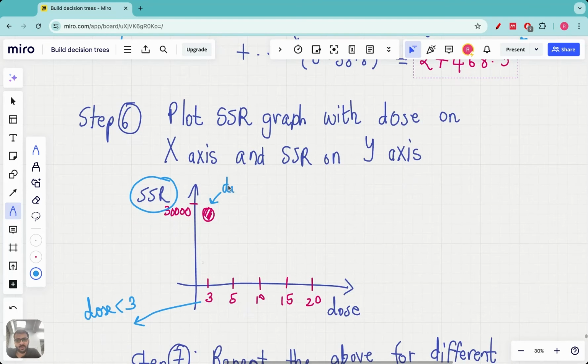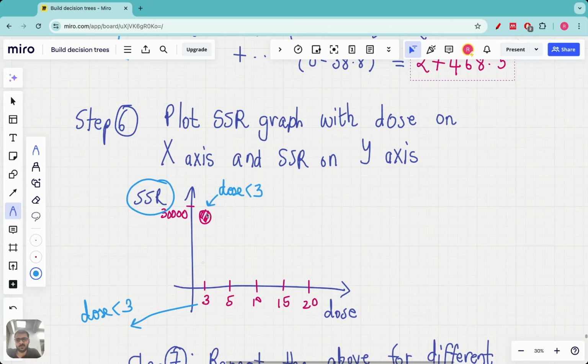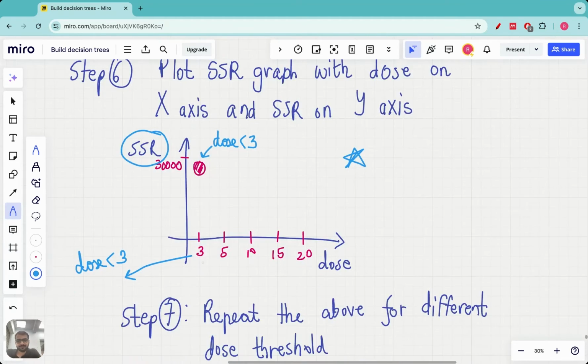So I am just going to be writing down dose is less than 3. The SSR value is 27468.5, which has been plotted in this graph. Eventually, this is that graph which will help us identify what's the root node which we should focus on. Great. Now let's move ahead.